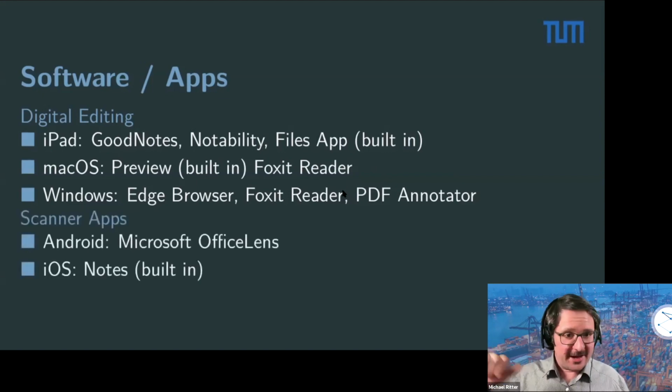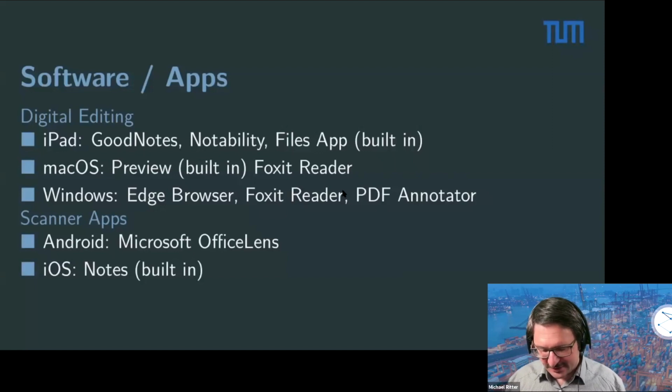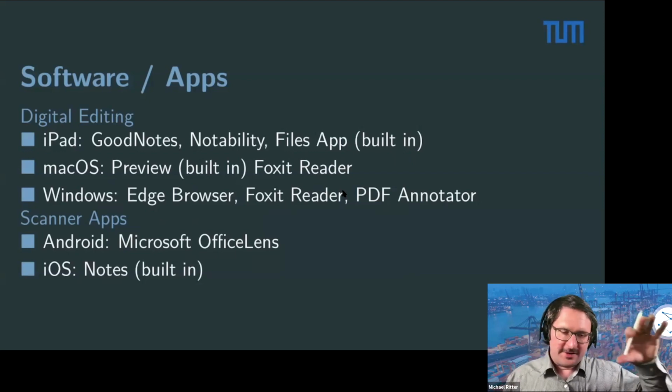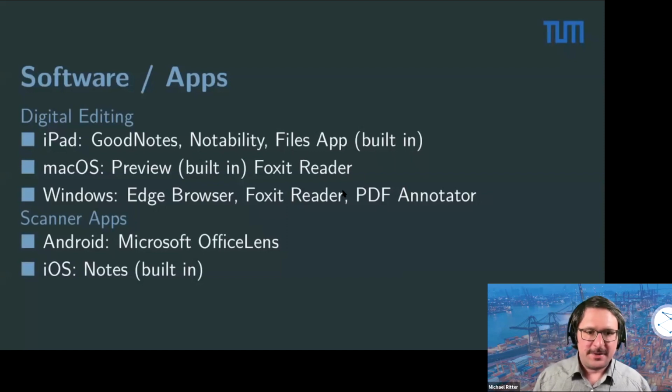If you're going for the pen and paper workflow, then of course you need some kind of scanner app, or you just take photos. If you want to use a scanner app, for Android phones, we've had good experiences with Microsoft Office Lens. For iOS, there's a simple scanning solution built in the Notes app. And again, that is absolutely sufficient. You don't have to spend any money there. You can, of course, use other apps as well. Again, there's a more extensive list in the TUMexam submission manual.